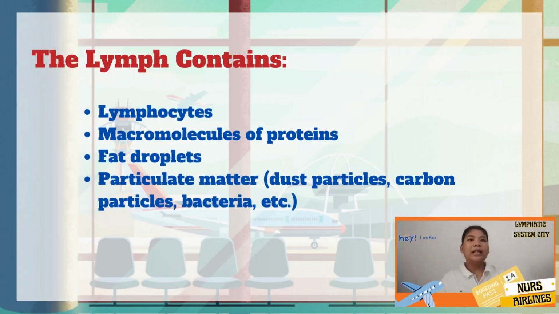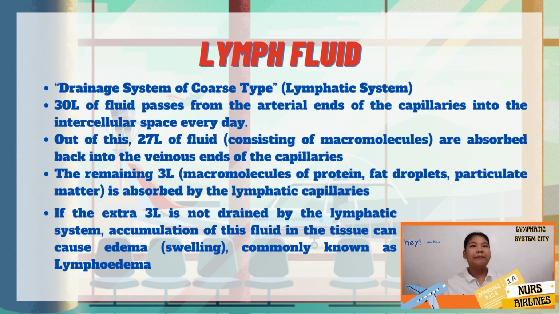All in all, you'll most likely see lymphocytes, which are a type of white blood cell that destroys bacteria, macromolecules of proteins, fat droplets, and particulate matter when talking about lymph. And finally, the most exciting part of our town, the drainage system.